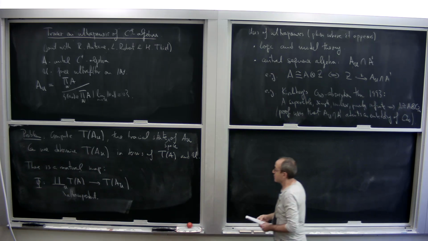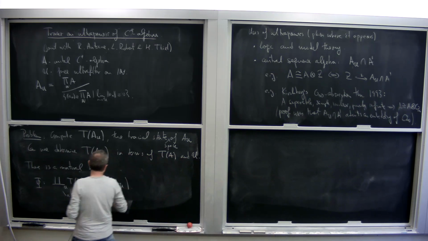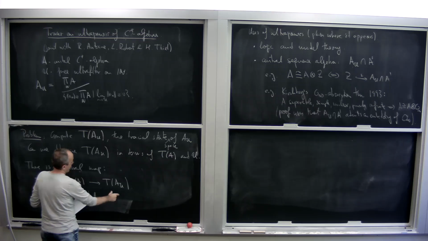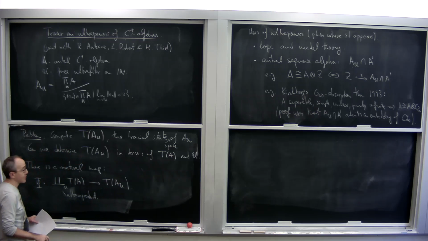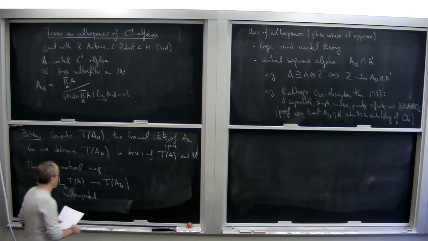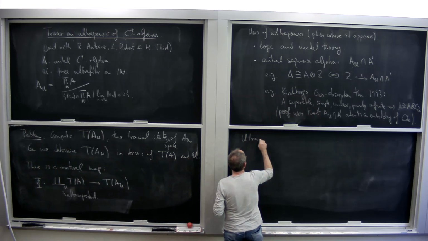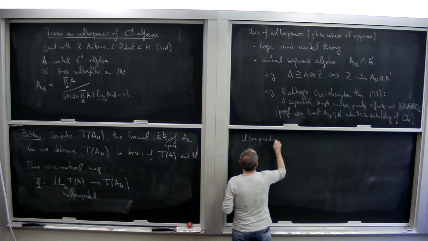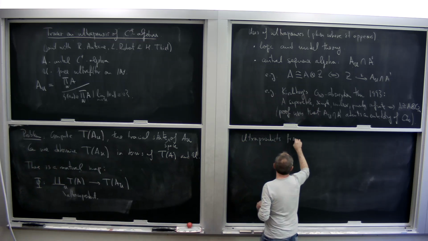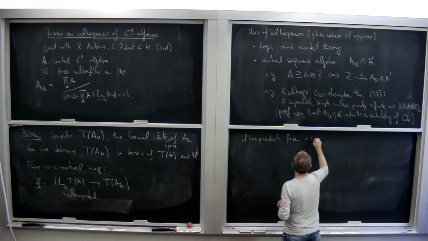So the first thing is to write the ultra power in some sort of categorical way. So, the ultra product from the categorical perspective.